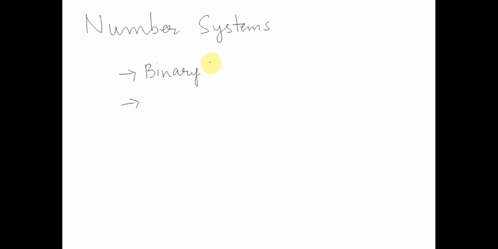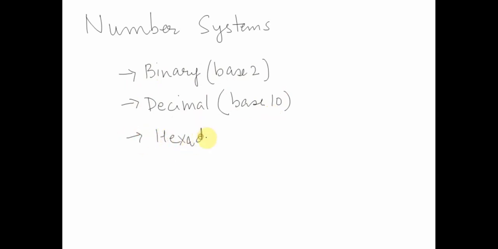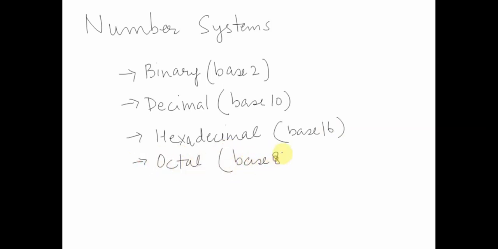Basically, if we have to talk about number systems in digital systems, there could be multiple things. We could be talking about the binary number system, which is base 2, or the decimal number system, which is base 10. One very famous number system is hexadecimal, which is base 16, and a less famous one is called octal, which is base 8.